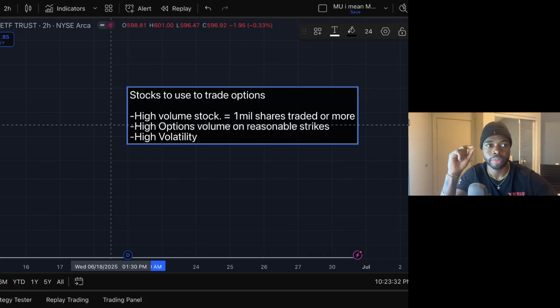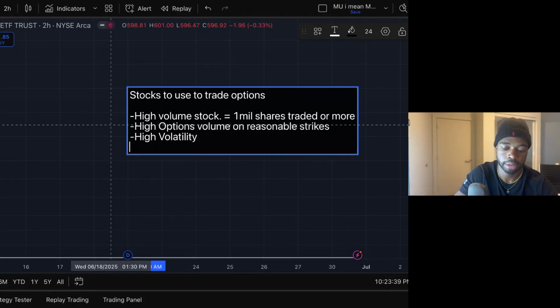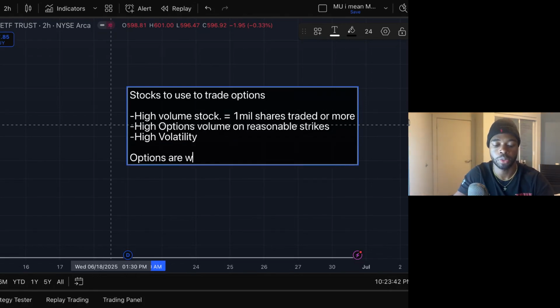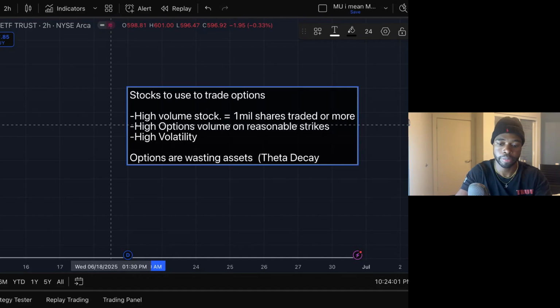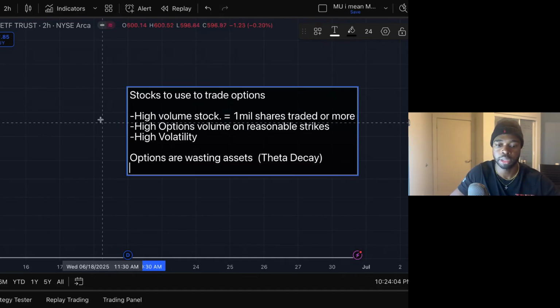Okay. So there are some stocks that just don't move and they just go sideways for a very long time. Well, options are wasting assets. So if your shares aren't gaining value, then your options definitely are losing value because of what's called theta decay. Okay, theta decay. So you want high volatility, aka a pretty good beta.